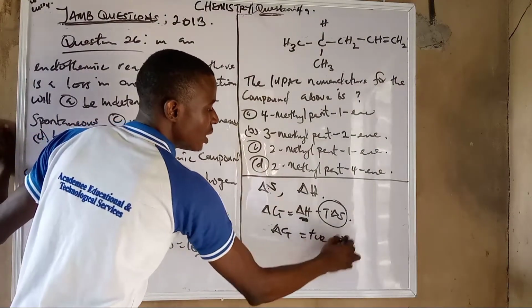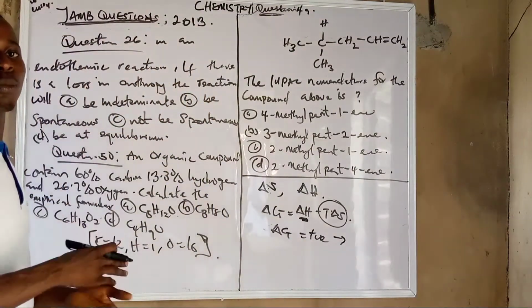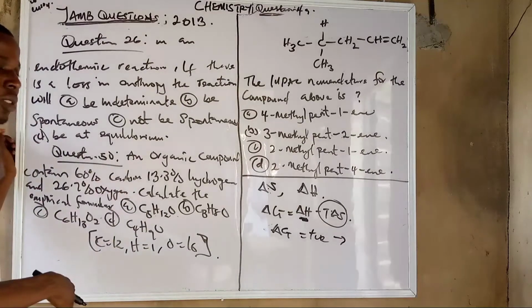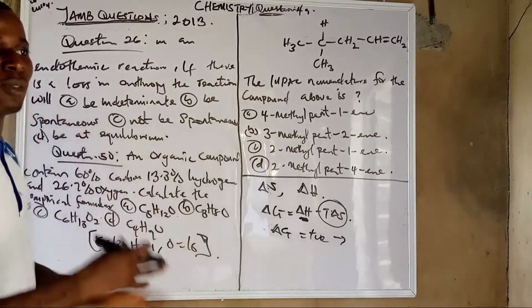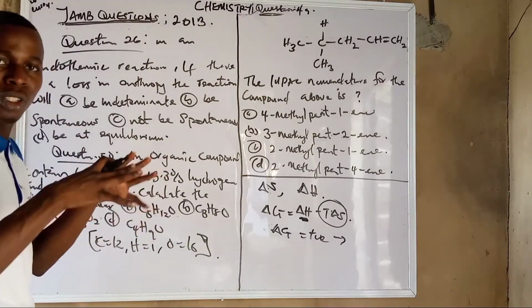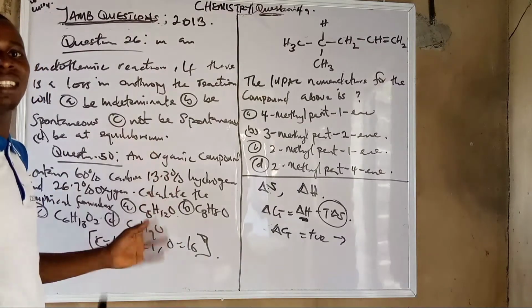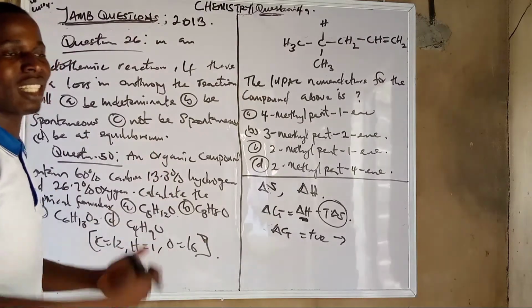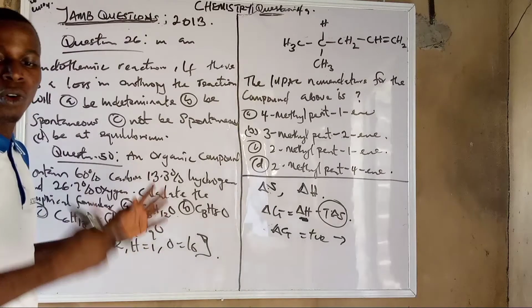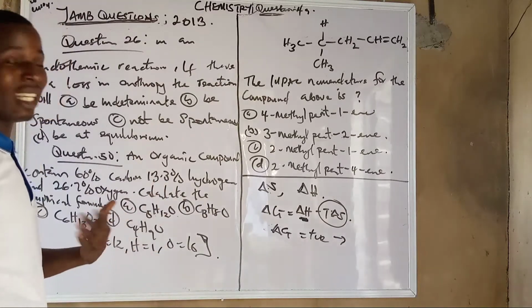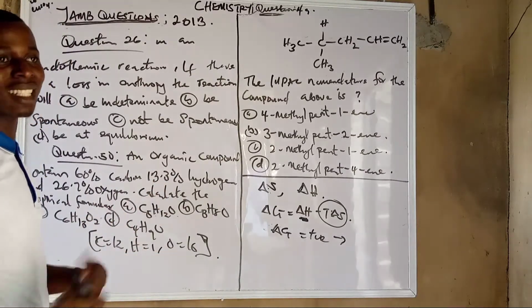If the G is positive, there's something we call spontaneous reaction and non-spontaneous reaction. Spontaneous reactions are the kind of reaction which occur on their own without any external forces, while non-spontaneous reactions are the reactions which occur with the aid of external forces, take for example catalyst and so.